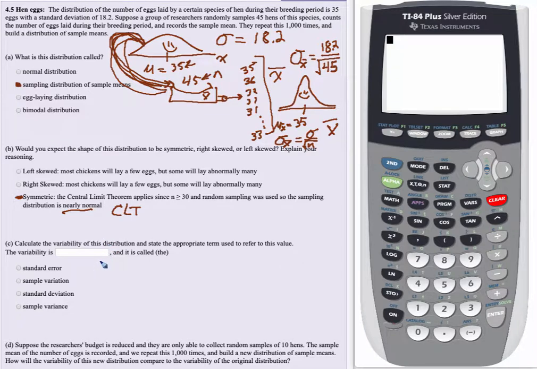So calculate the variability of this distribution and state the appropriate term used to refer to this value. Okay, let's go over to the calculator for that. We've already written down what it is, but now we've got to actually do the calculation. So the standard error is going to be given by 18.2 divided by the square root of 45.